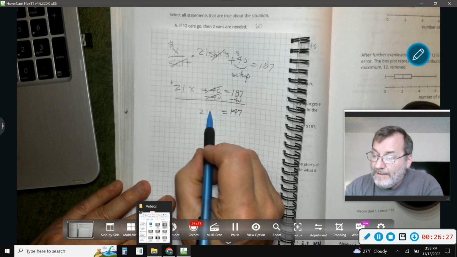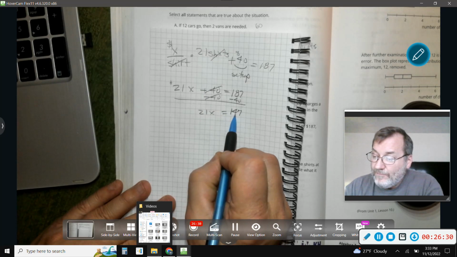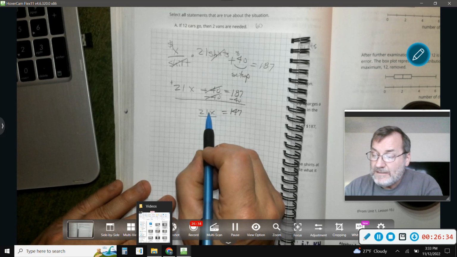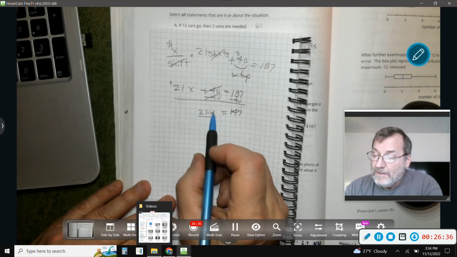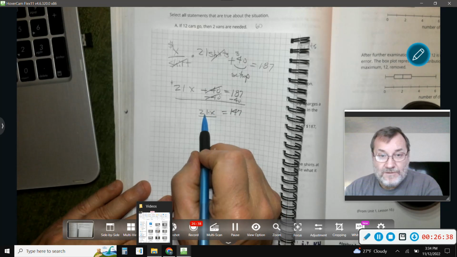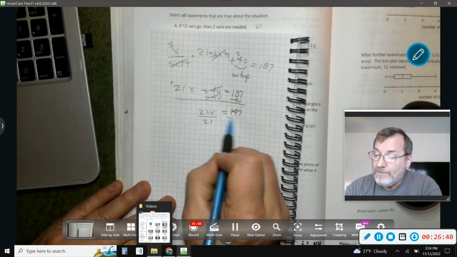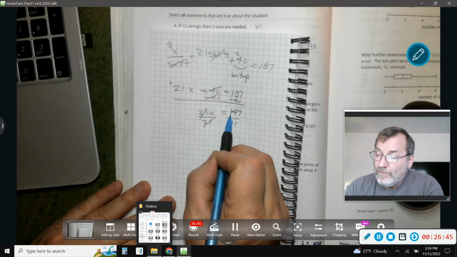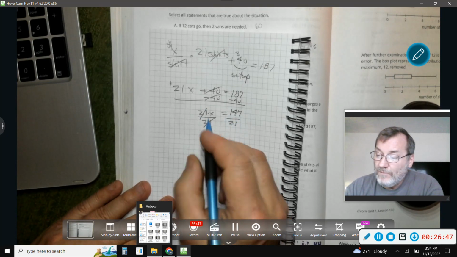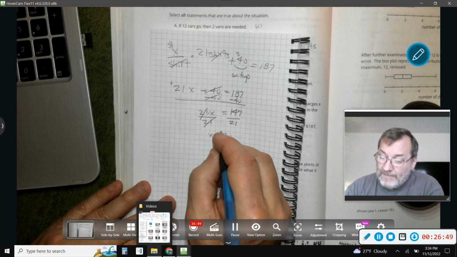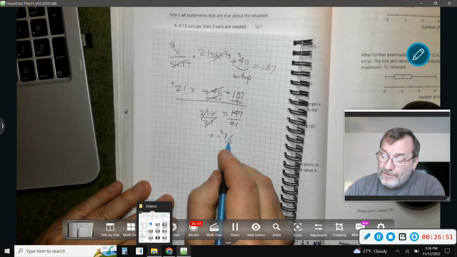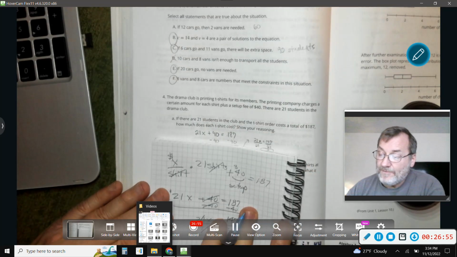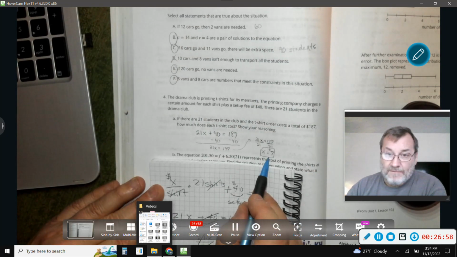So 21x equals 147. I need to solve for x. There's 21 of them, that's the coefficient of the unknown, so I'm going to divide by that 21. When you take 147 and divide it by 21, x equals $7 per shirt. That's the answer to the first one: $7 per shirt.